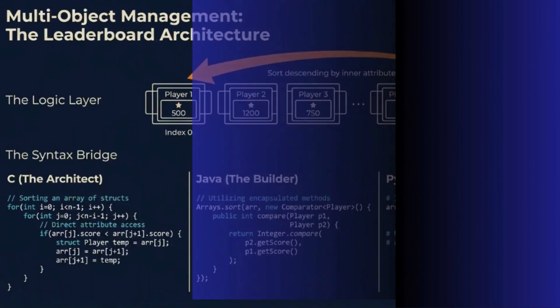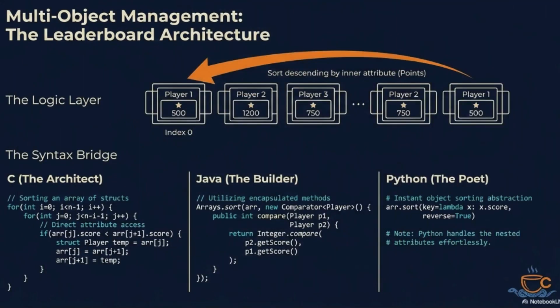Comparing all three languages, C, Java, and Python, we can clearly see how the core logic is the same in each of the three. Just the syntax is the one which changes.